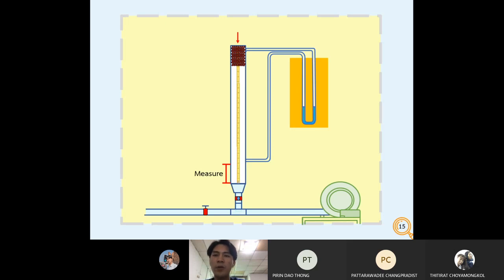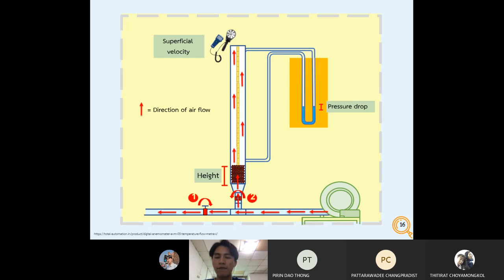After that, you have to put the amount of rubber band into the column and measure the height of them. Next step, you have to prepare your experiment by opening the blower and opening valve 1. If you're ready to do the experiment, you have to gradually close valve 1 and gradually open valve 2 to let the air into the column, following the red arrow.